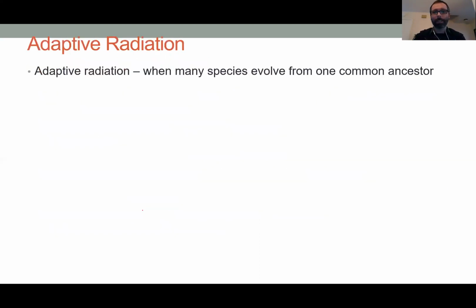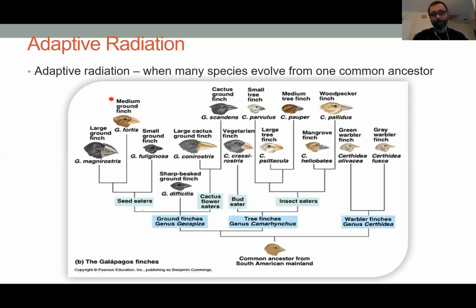Now, one of these special examples is something called adaptive radiation, where many species evolve from one common ancestor. And we're going to see that this happens in a very particular type of environmental situation. The most famous example is Darwin's finches, which I know a lot of you are like, oh, finches again. But finches are a simple example, and we have a lot of data. So we'll go through it really quickly.